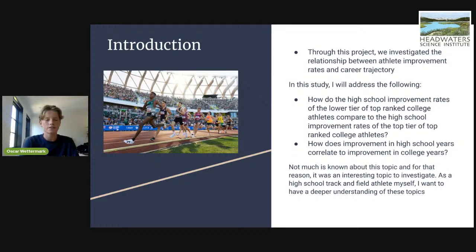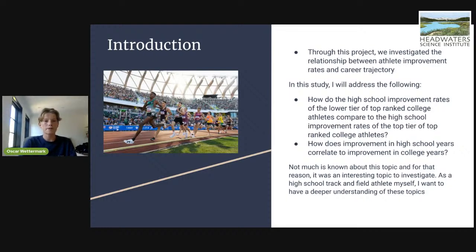Okay, so the introduction. Through this project, we, along with other people, investigated the relationship between athlete improvement rates and career trajectory. In this study, I will address two different questions. Those questions are: how did the high school improvement rates of the lower tier of top-ranked college athletes compare to the high school improvement rates of the top tier of top-ranked college athletes?